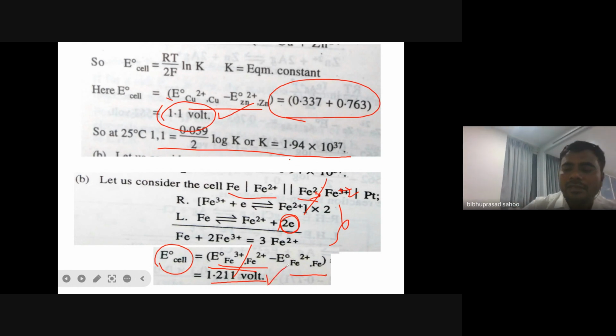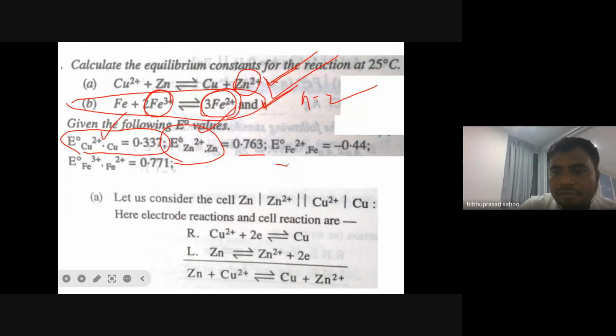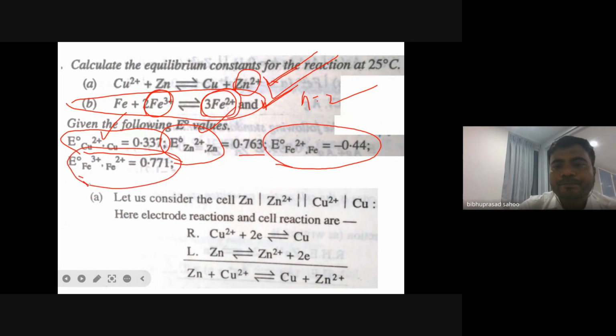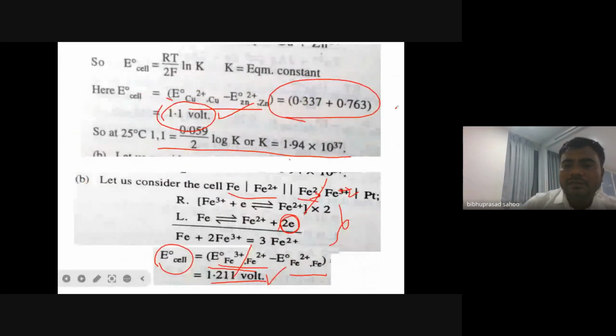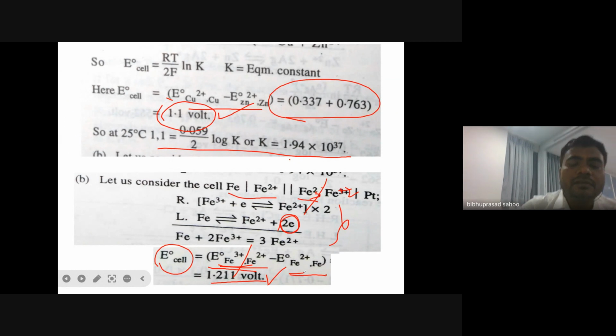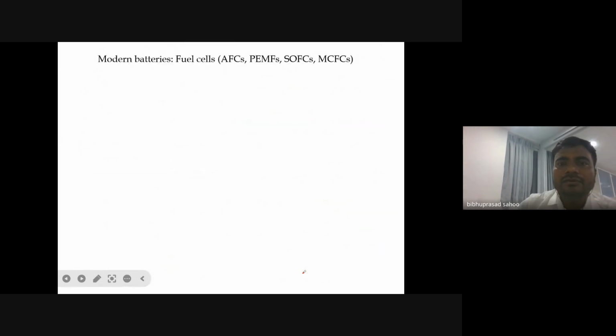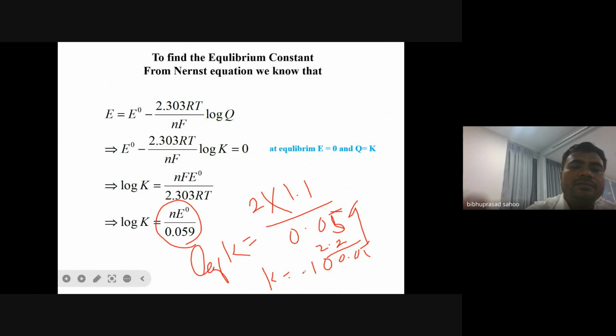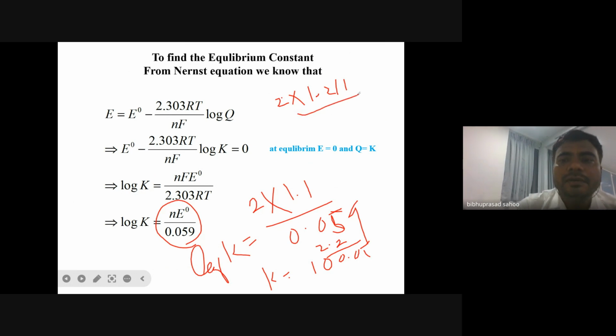How did you get this one? From the details, the values are given here. This is your cathode, this is your anode, so this minus this. That means 0.771 minus of minus 0.44, which equals 1.211. Here in this equation, n is equal to 2, so 2 into 1.211 divided by 0.059 is your log K.